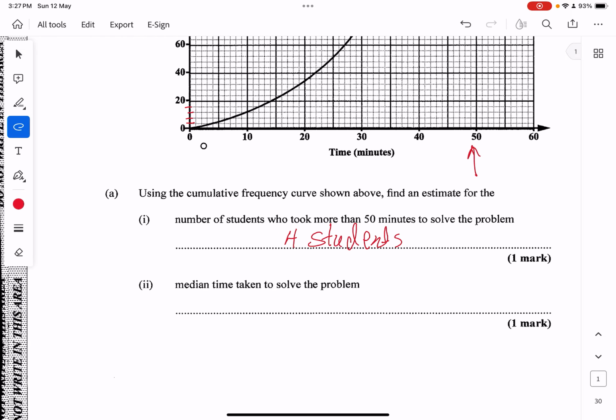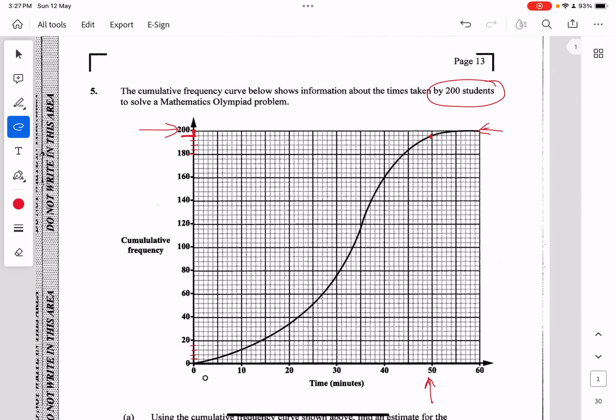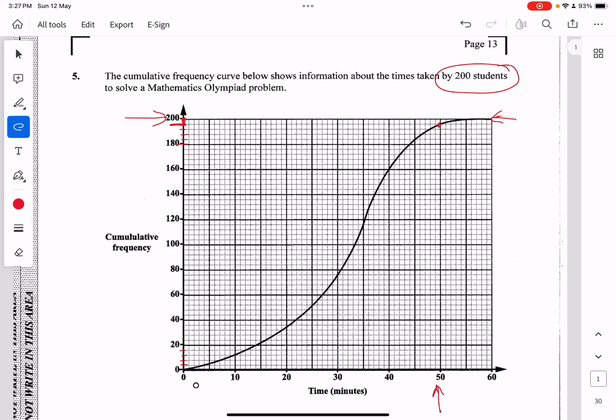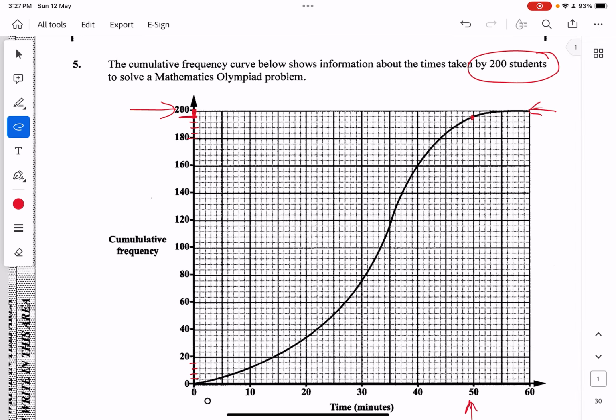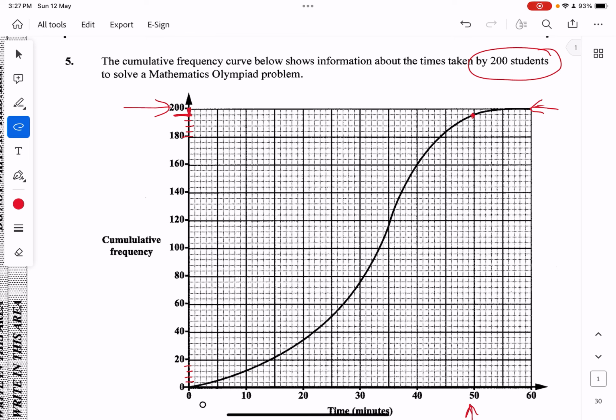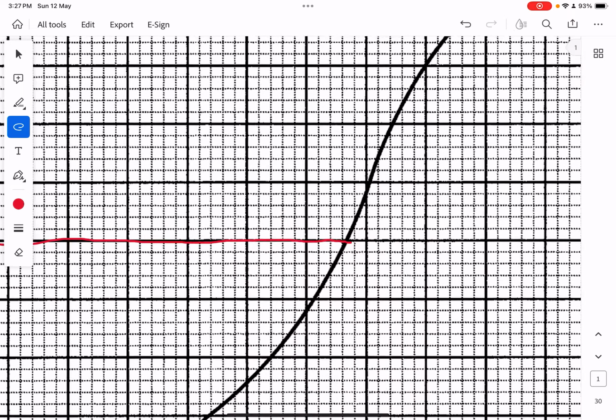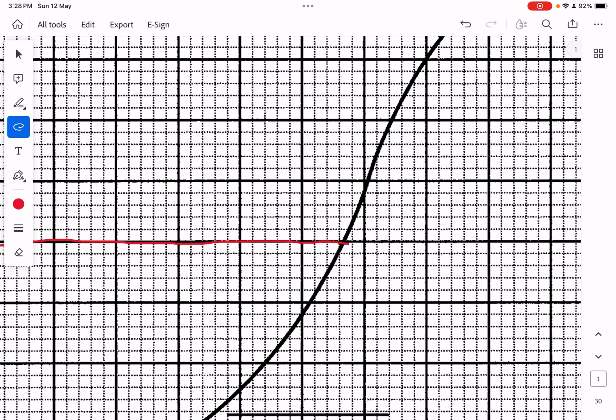We're asked to find now the median time taken to solve the problem. So to find the median time, we find half of the total number of students taken, and then figure out the time for that figure. So the total number of students were 200. Half of that is 100, so we look here. We go across to our curve here. Our curve is met at this point here.